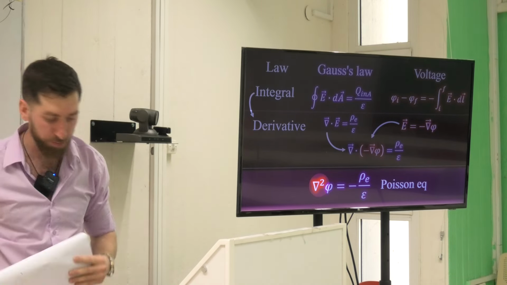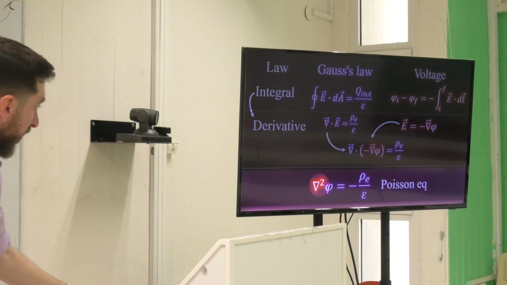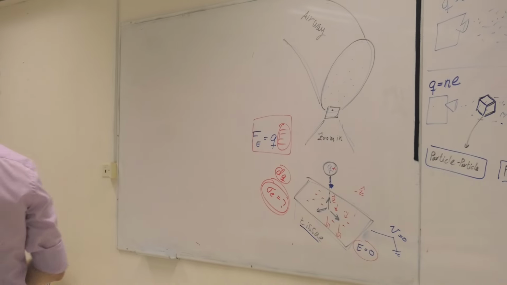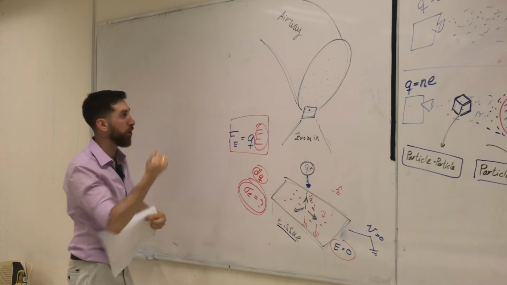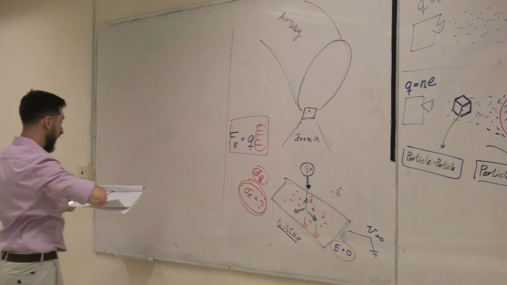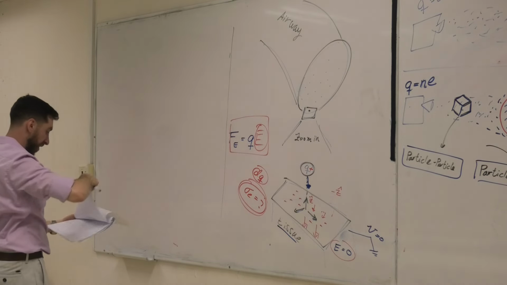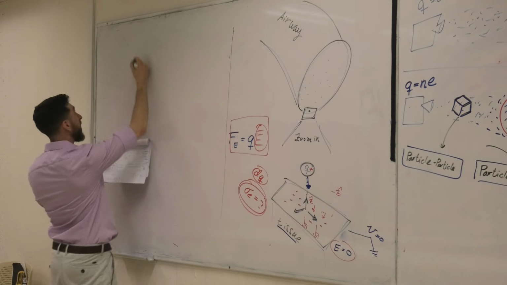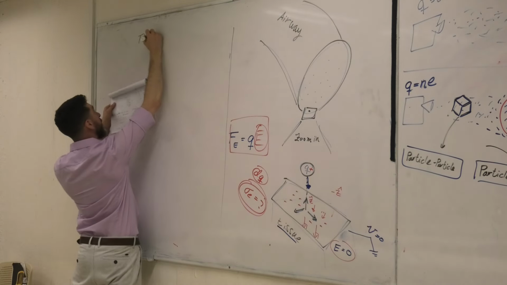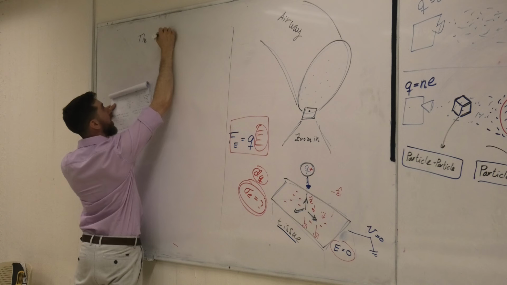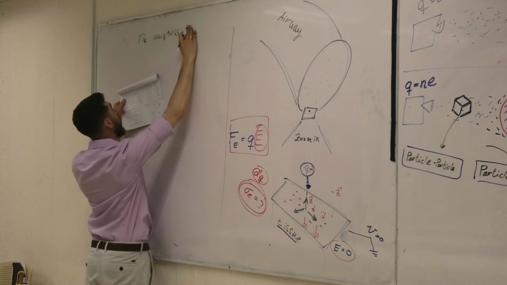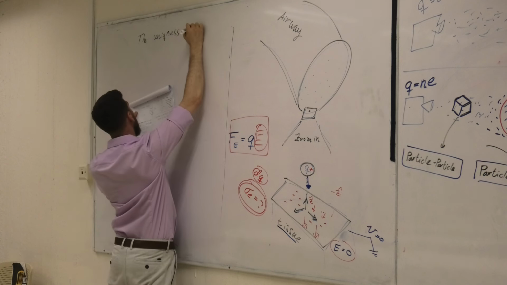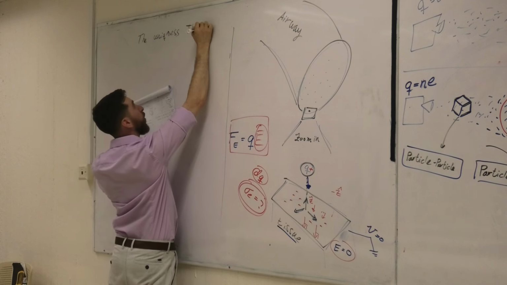So what I'm going to do is go to the board. I don't know how to solve it, but I'm going to teach you a trick, which is called the uniqueness theorem. And what this theorem says is, maybe you don't know how to solve your problem.